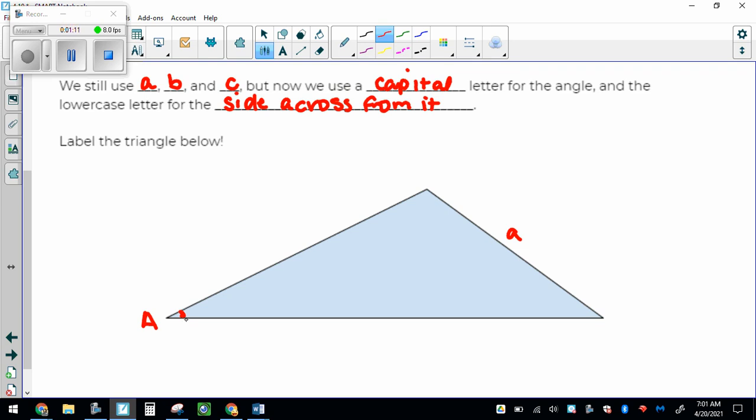I can do the same thing again. I can put B anywhere I want. So let's put a B here. Since it's a capital letter, it's this angle. And if I follow that across, the side across from it is going to be the lowercase b. I'm going to put a capital C here. For me, since capital C's and lowercase c's look exactly the same, I usually put a little line under it to say it's capital. So the capital C is in that angle, and across the triangle is the little c, that whole side.